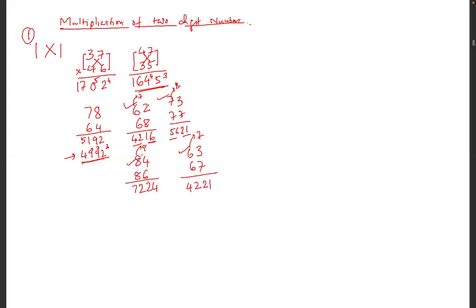What you can do? This is 8. So the next digit after 8 comes 9. So 8 into 9, 72. Write 72 in 2-digit form. Fine. 6 into 4, 24.